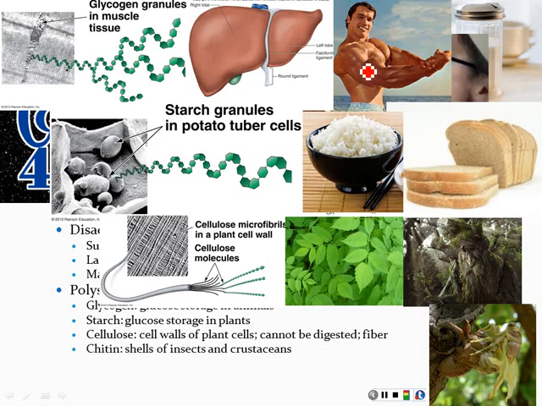Chitin. This is what's on the insects and crustaceans. It makes the shells of it. And it has yet another linkage between the glucose molecules. Okay.